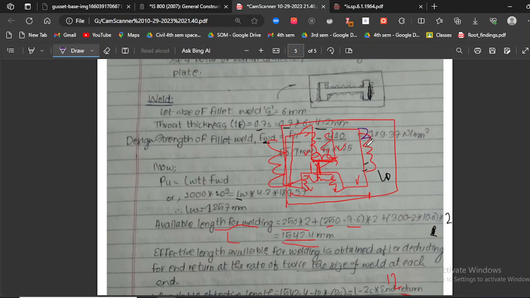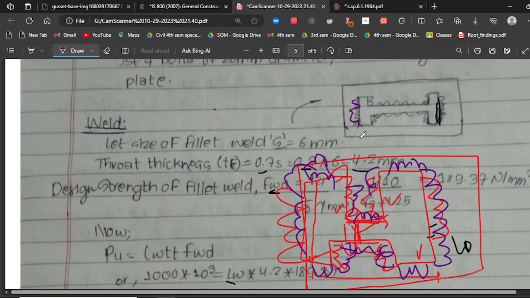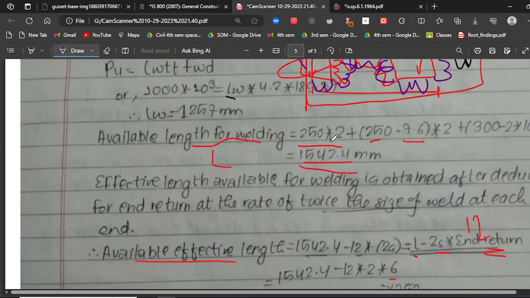My one end return is over here, 1. Next end return is over here, 2. Next is 3, 4, 5 and 6. Again 7, 8, 9, 10, 11, 12. As you can see, these are my extra parts. In simple words, it is the extra part where I continue my welding. I have shown this in my figure over here: 1, 2, 3, 4, 5, 6, 7, 8, 9, 10, 11. I think I missed one part here. 12. This is my 12.